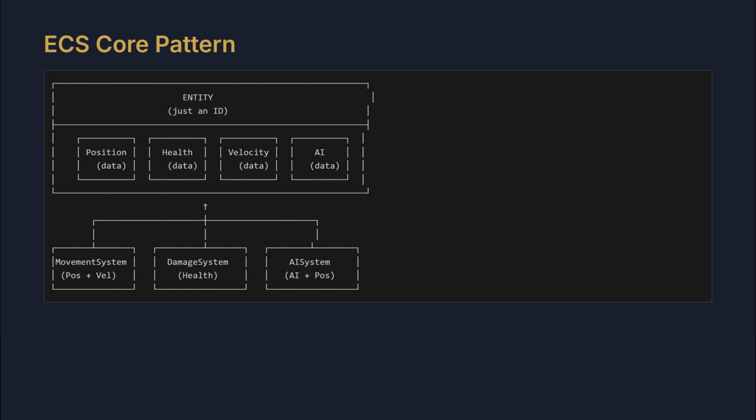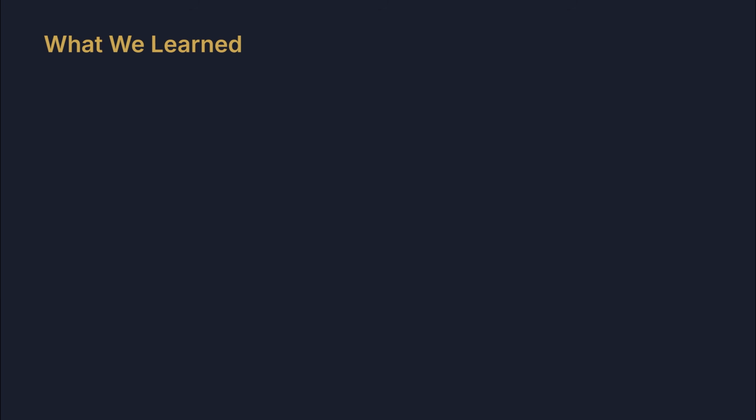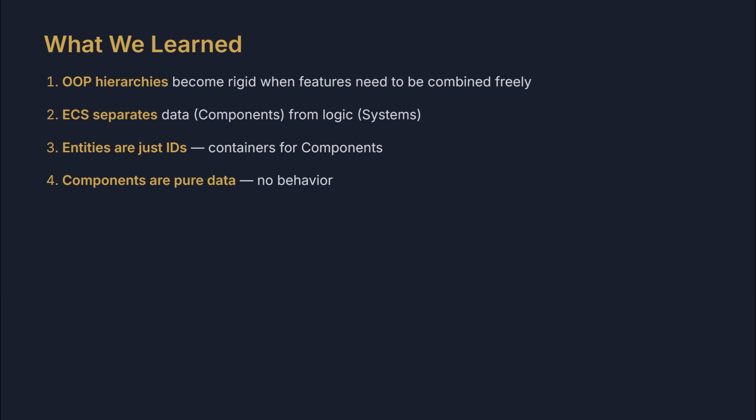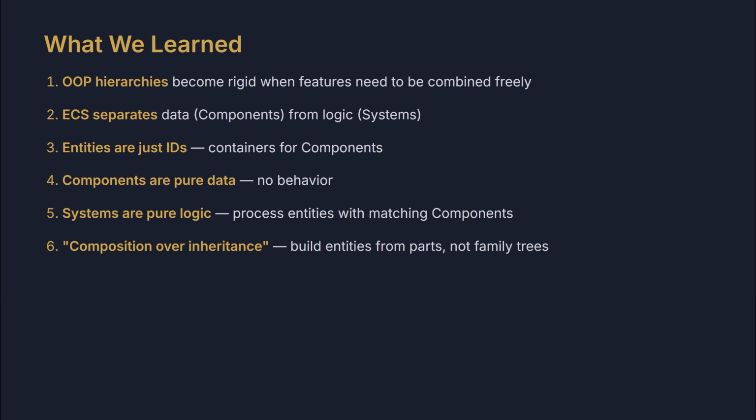Entities, systems, components. So what have we learned? Well, object-oriented programming hierarchies become rigid when features need to be combined freely. ECS separates data from logic. Entities are just IDs, containers for components, and components are pure data, no behavior. Systems are pure logic. They process entities with matching components, and composition over inheritance is the credo. Build entities from parts, not family trees.